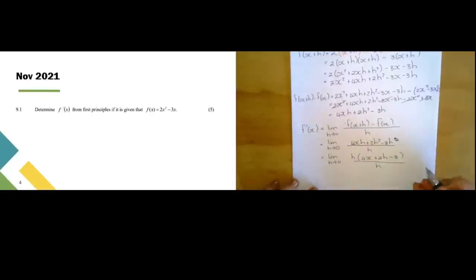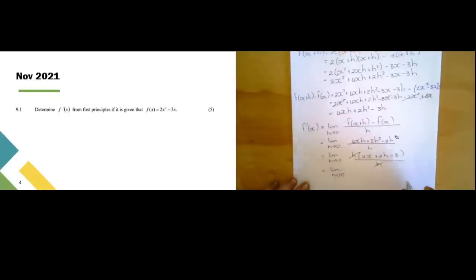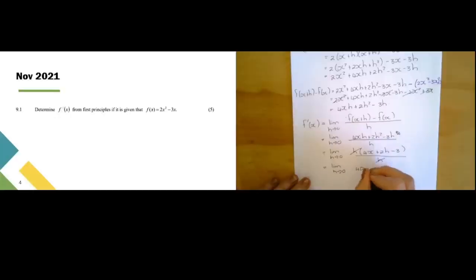Why did I only take out the h? So that those can cancel. So if I have cancelled that, what am I left with? The limit equals the limit of h approaching 0 of 4x plus 2h minus 3.